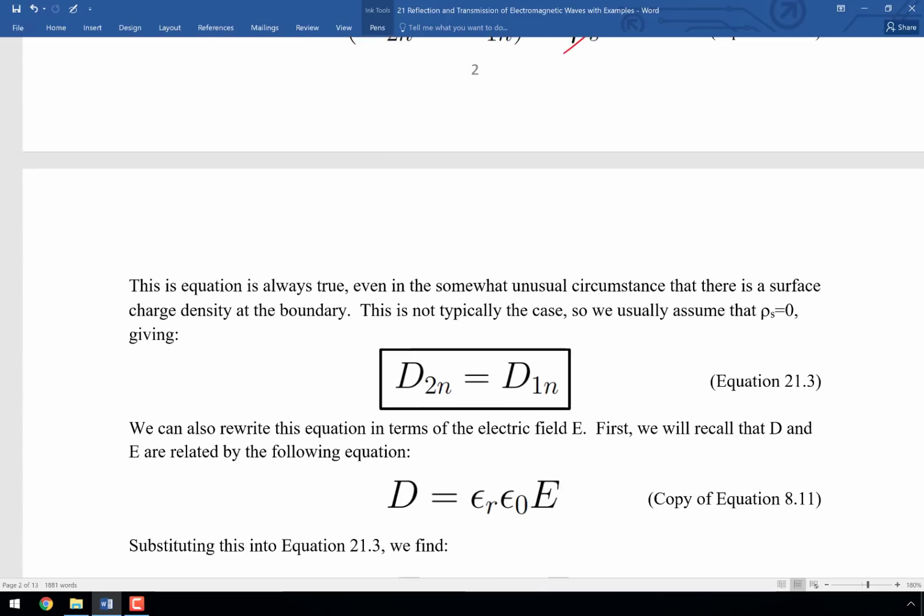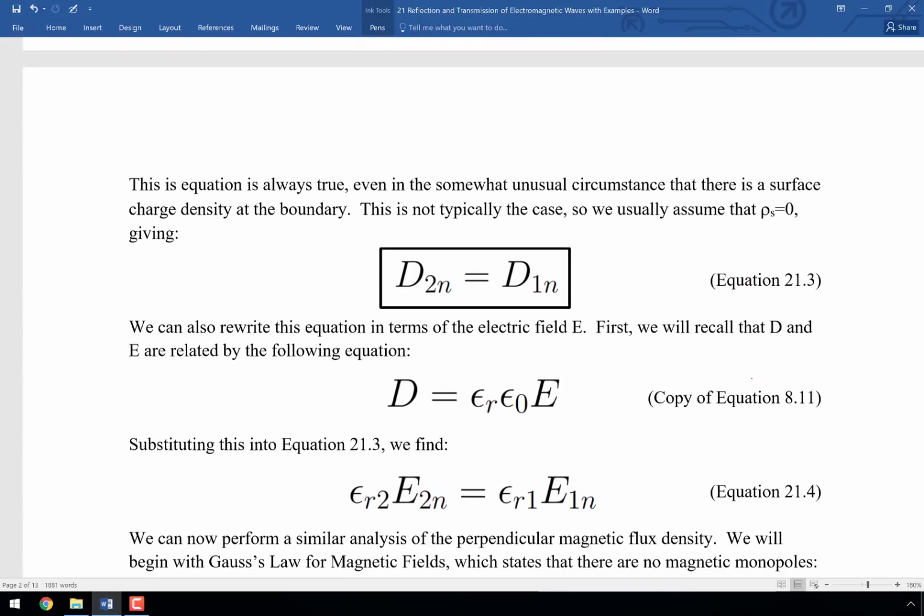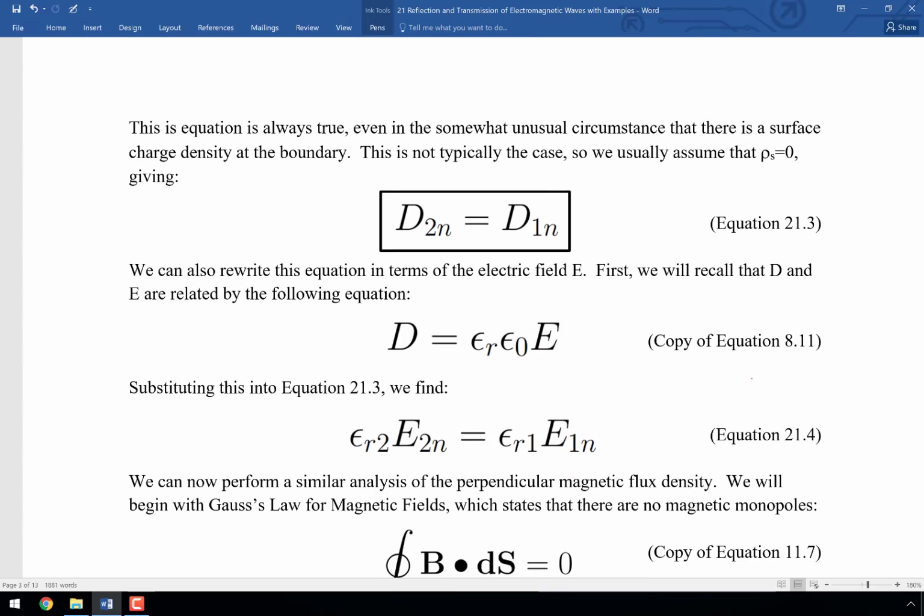We can also remember that the displacement field is related to the electric field by epsilon r times epsilon 0 times E. And so we can write an equivalent form of equation 21.3 right here in equation 21.4. And notice, for example, that if you knew E sub 1n and you wanted to know E sub 2n, you could say E sub 2n is equal to E sub 1n times epsilon r1 over epsilon r2. So it's possible that although it didn't get a box, this equation is actually more valuable than equation 21.3 if what you have is the electric field E rather than the displacement field D.